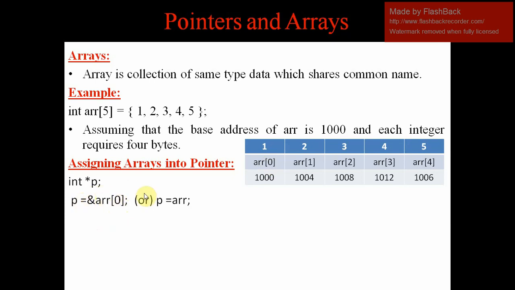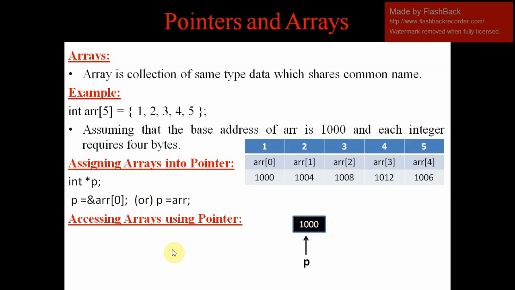So we are storing the base address of the array into the pointer. This is one way. Otherwise, we can simply store p equal to arr, without the ampersand. This is also legal. When we store using either option, the pointer variable p is created, and it stores the starting address of the array, that is the base address of the array. Now we have assigned the array address into the pointer. Now we are going to see how to access the array using the pointer.